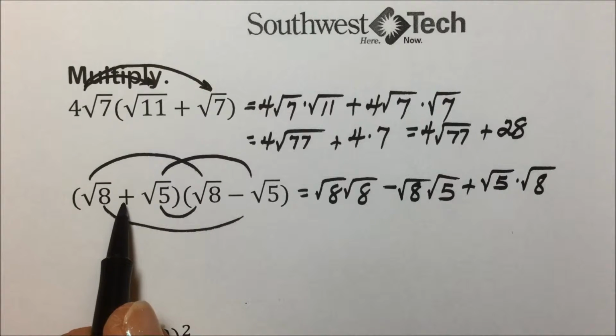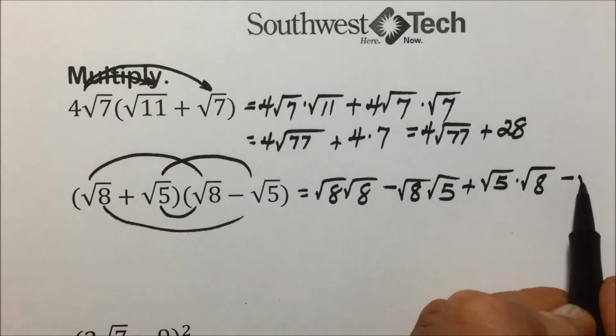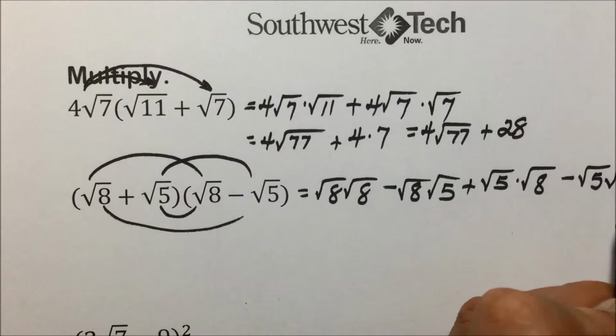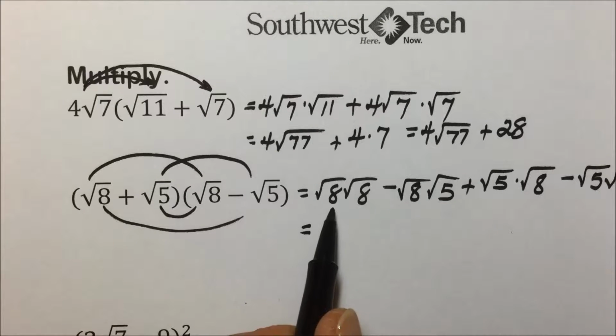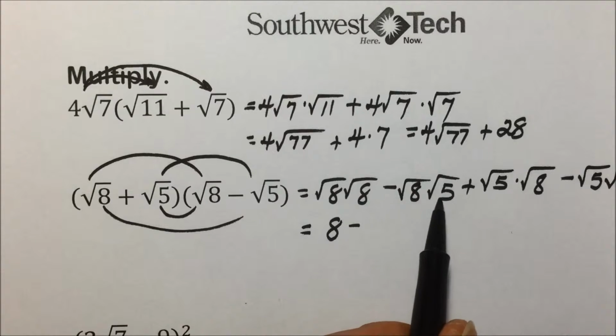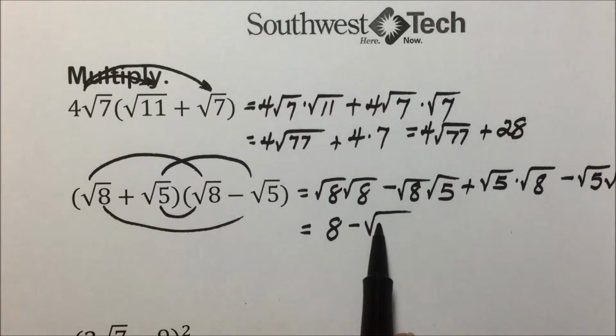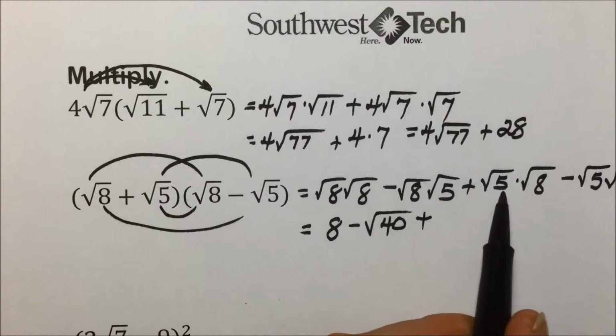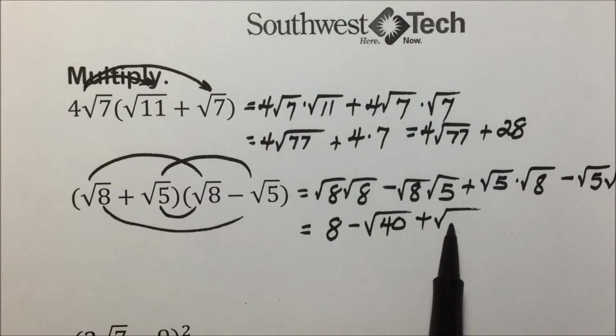And last terms multiplied together, positive times a negative is a negative, square root of 5 times square root of 5. Simplifying, we have square root of 8 times square root of 8. That's square root of 8 squared, which is 8. We have next, multiplying these radicals together, negative square root of 40 when we combine that product of radicals. Similarly, plus square root of 5 times square root of 8, combined underneath one radical, gives us the square root of 5 times 8, or 40.